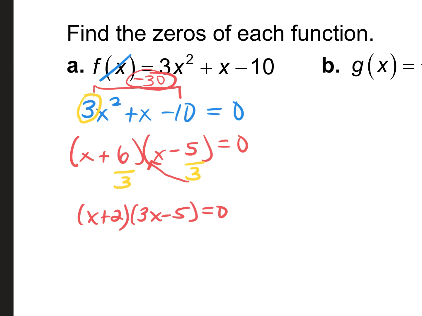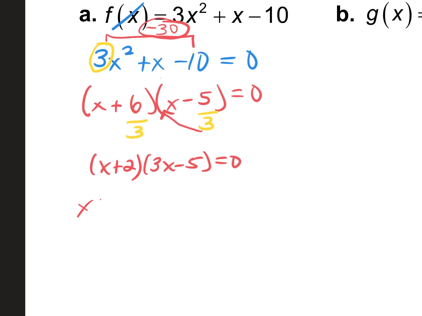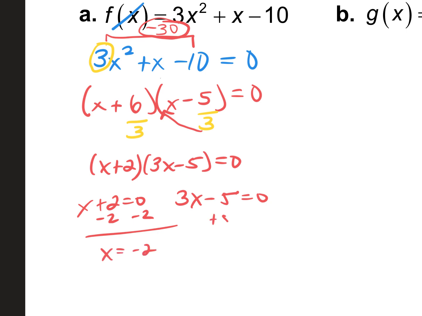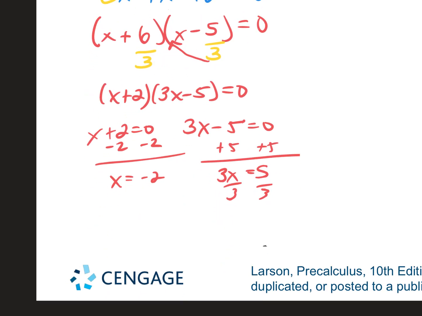But now if you're going to find the solutions, guys, you're going to find the roots, you're going to find the intercepts, what do I do with those 2 parentheses? You set them equal to 0. Perfect. So I'm going to subtract 2 from both sides here, so x equals negative 2. Here I'm going to add 5 and then divide by 3, correct?